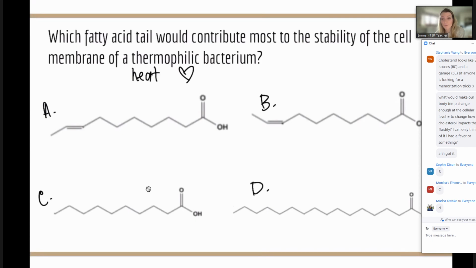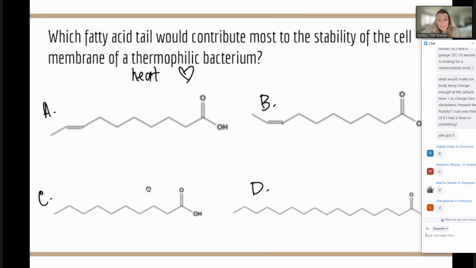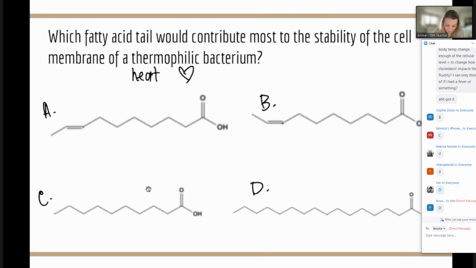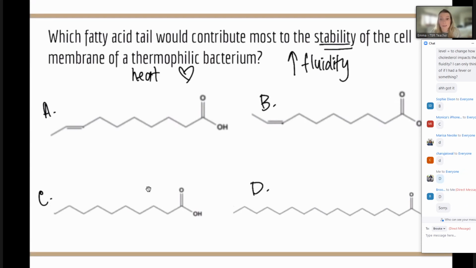All right, we've pretty much got one from each answer, two for D. Okay, a few more for D. All right, so let's think about it. We know that this is heat loving. So we already have high heat means high fluidity. And we're looking for something that is going to stabilize it, which means we're looking to decrease the fluidity.